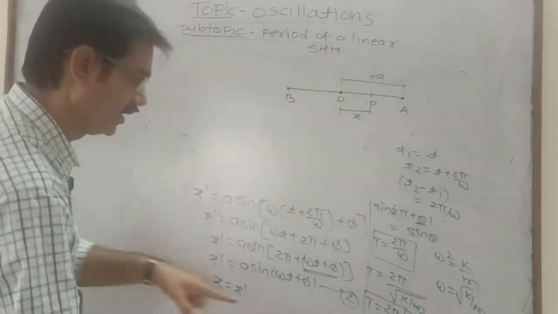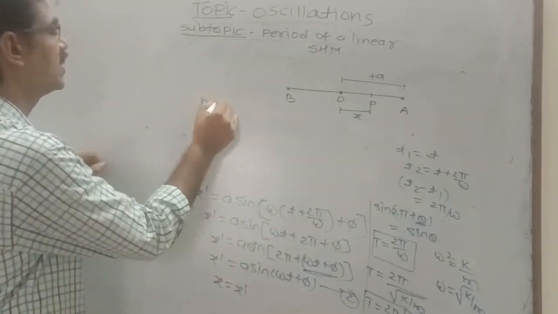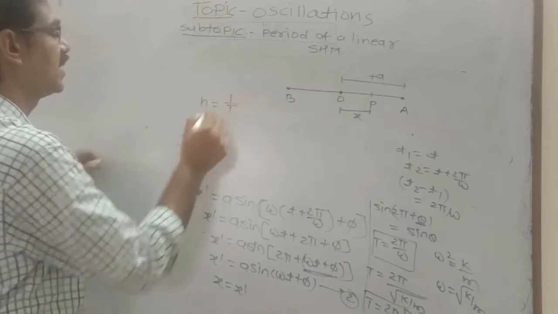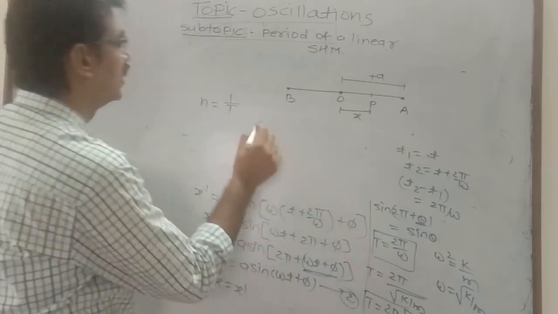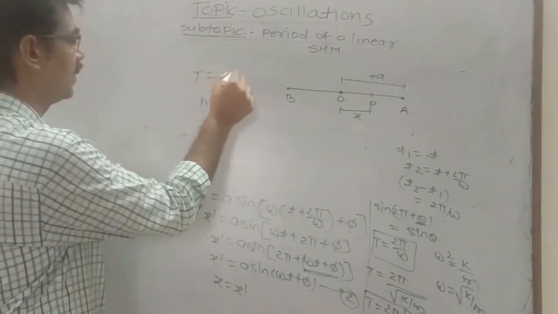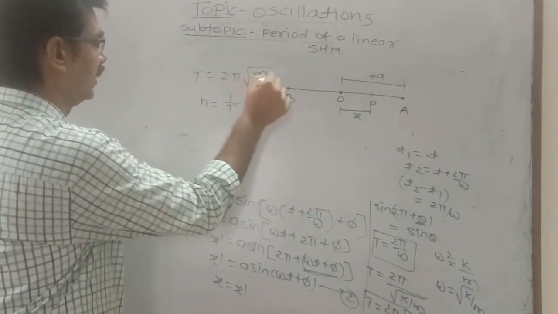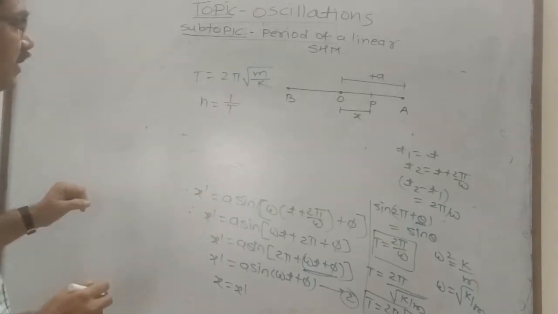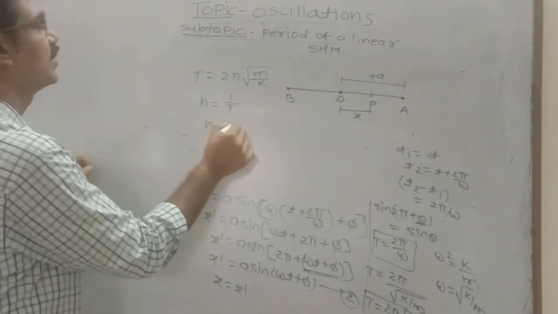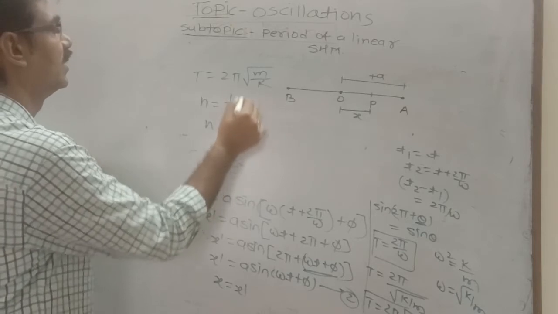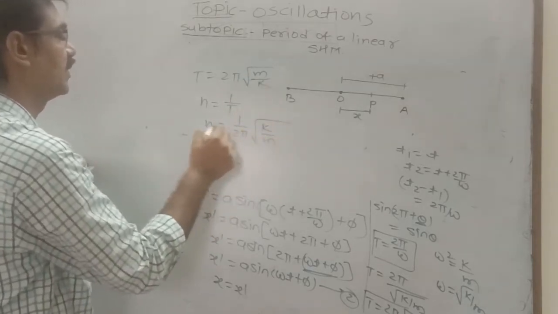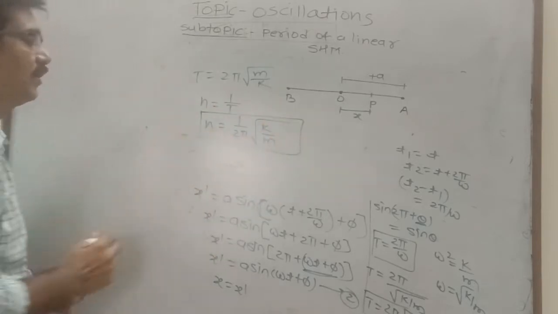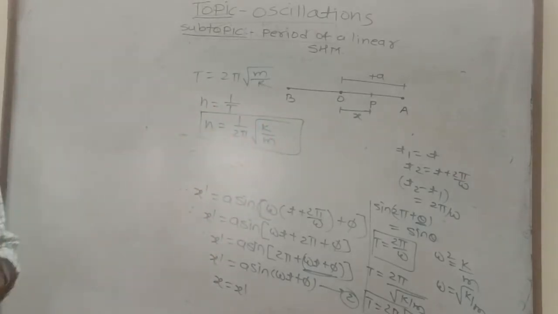the frequency of oscillation is given by n is equal to, we know that frequency is the reciprocal of the period, and we get the expression for the period as T is equal to twice pi under root m by k, and that is why your frequency is given by n is equal to 1 upon twice pi. If we take the reciprocal of this, then we get k by m. This is the expression for the frequency of the particle performing linear SHM.